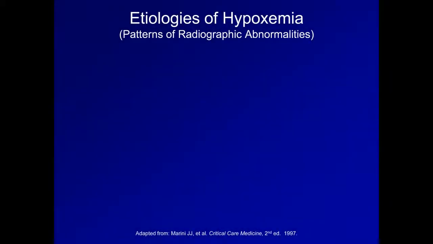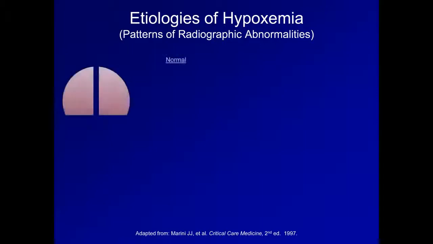I'm going to end this lecture on this next slide. Although I just said that there was no specific algorithm to use to determine a specific etiology of hypoxemia, there are common patterns of radiographic abnormalities on chest x-ray that can help focus the differential diagnosis. This slide is actually adapted from Marini's solid intern-level textbook, Critical Care Medicine. First, the lungs on chest x-ray could appear completely normal. This is what one might expect from a COPD or asthma exacerbation, pulmonary embolism, hypoventilation, intracardiac shunt, or pulmonary AVM.